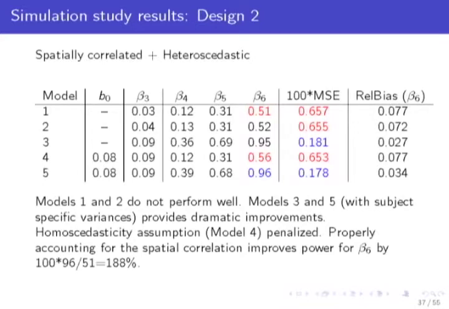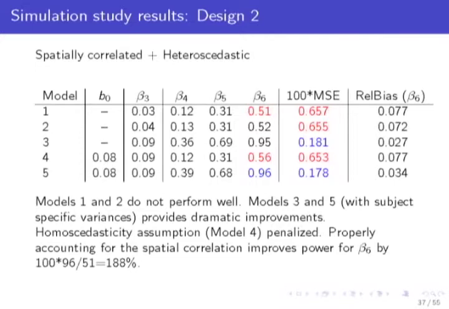You can see the mean square error. This is the overall mean square error for all the parameters. When you go to models 3 and 5, which have the subject-specific variances, they provide quite a bit of improvement in mean square error, 0.18 and 0.17.